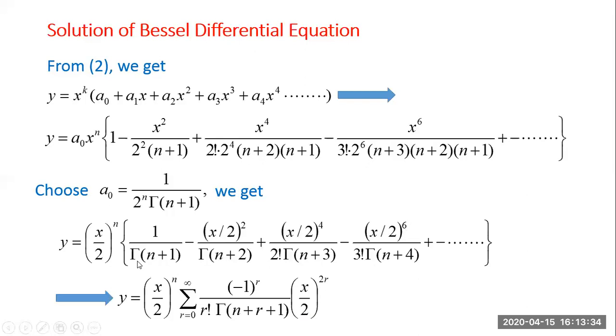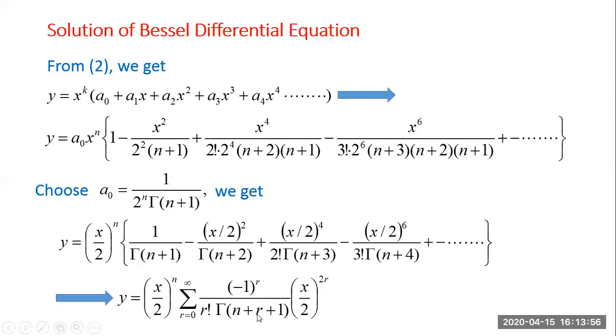And finally, we have gamma of n plus 1, gamma n plus 2, gamma n plus 3, and so on. So for r is equal to 0, I must get n plus 1. For r is equal to 1, I must get n plus 2. R is equal to 2, I must get n plus 3, and so on. So this term becomes gamma of n plus r plus 1.